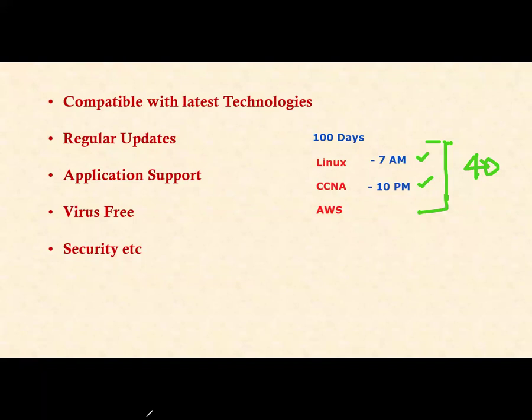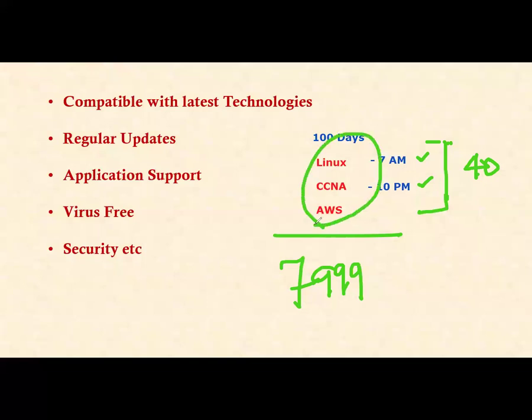There is a question: for the evening batch, do we need to join separately and pay the fee as well? Like I said, for this complete package, the fee is 7,999. 7,999 is not for CCNA only or Linux only. It is for this complete package: Linux, CCNA, and AWS. Many people have already paid for this package, so they will be coming to Linux administration at 7 a.m. regularly, a few people are coming to CCNA at 9 p.m., and new people will come at 10 p.m.